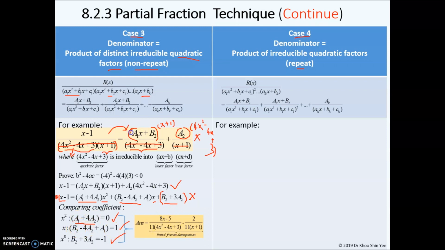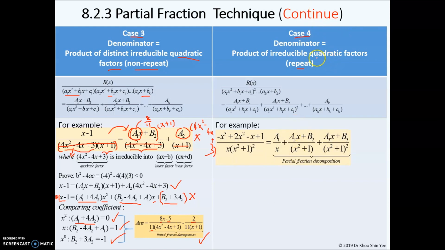So you should get your a1 in this case to be 8 over 11. Therefore, you can see 8 over 11 constant here. Your b2, you should get negative 5 over 11. And your a2 should be negative 2 over 11. So this is your partial fraction result.